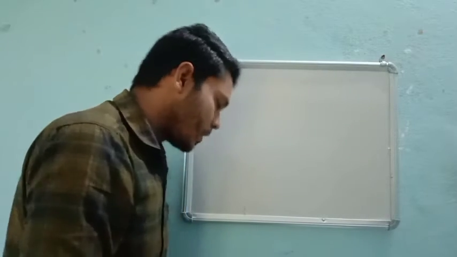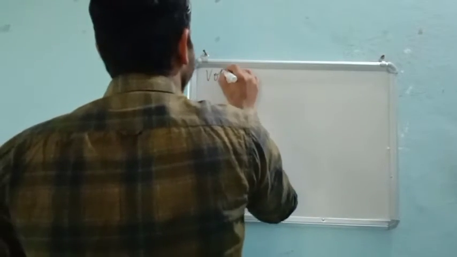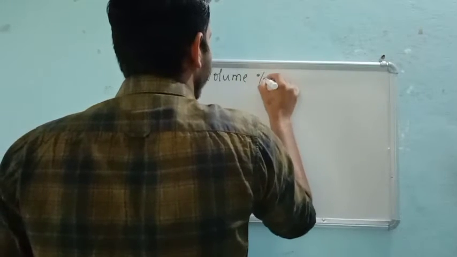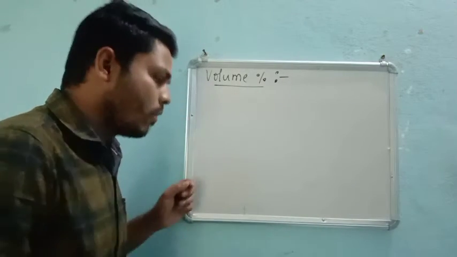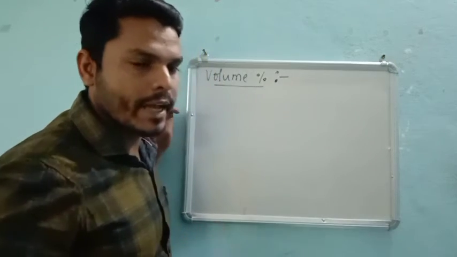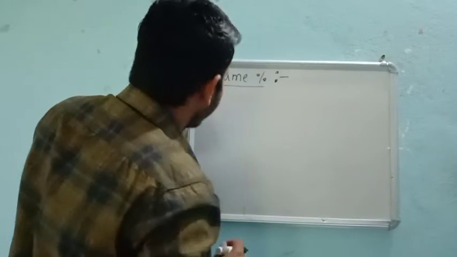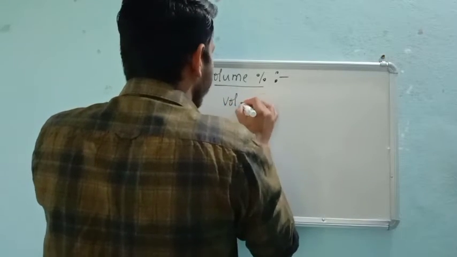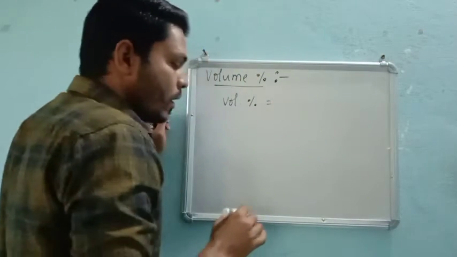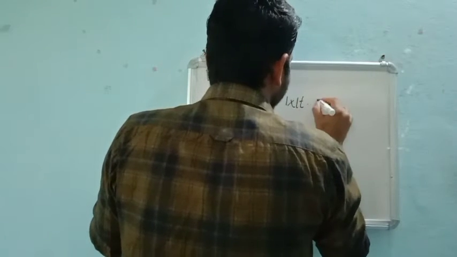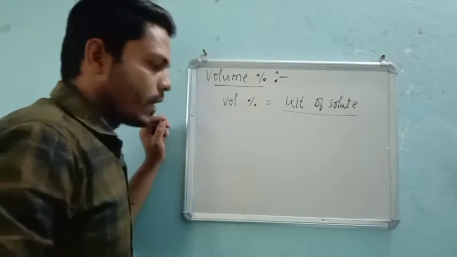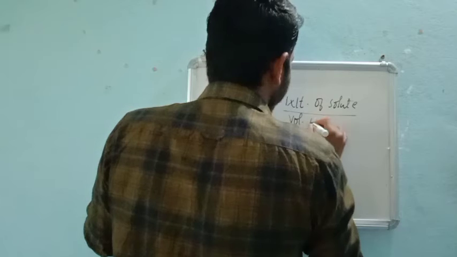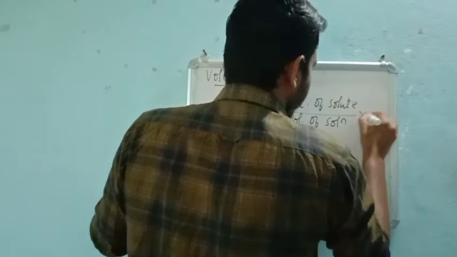So now the last concept is volume percentage. The same concept again, we need to know the formula of this. The volume percentage can be calculated by the following relation: volume percentage is equal to weight of solute, which will already be given, divided by volume of solution, into 100.